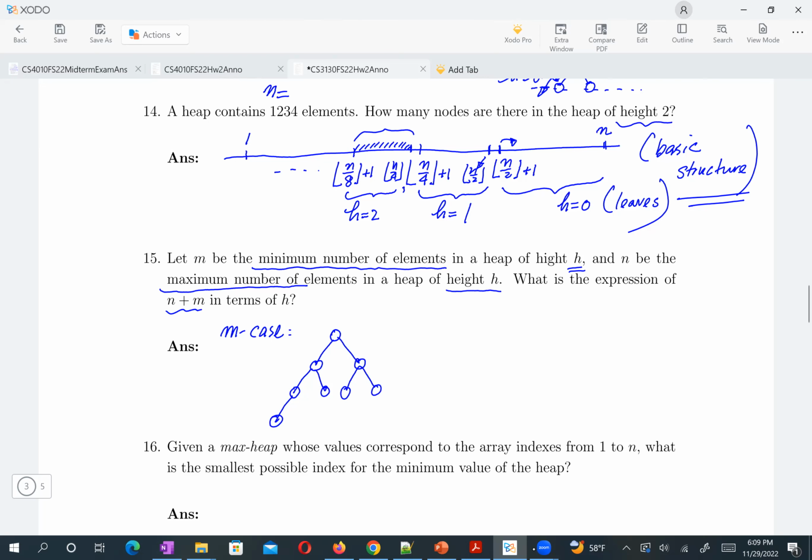So only one node in the bottom level for minimum. If I put one more, it would be minimum plus one, so that won't be the minimum. So this is the M case. All right, the N case, maximum.